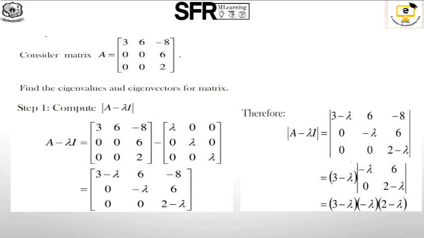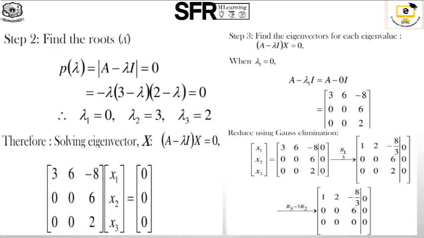Next example, we take a square matrix of order 3. So, first step is compute modulus of A minus lambda I, which is equal to 3 minus lambda into minus lambda into 2 minus lambda, which is equal to 0. So, first eigenvalue is equal to 0, second one is 3 and the third one is 2. So, next we find the 3 eigenvectors corresponding to these eigenvalues.